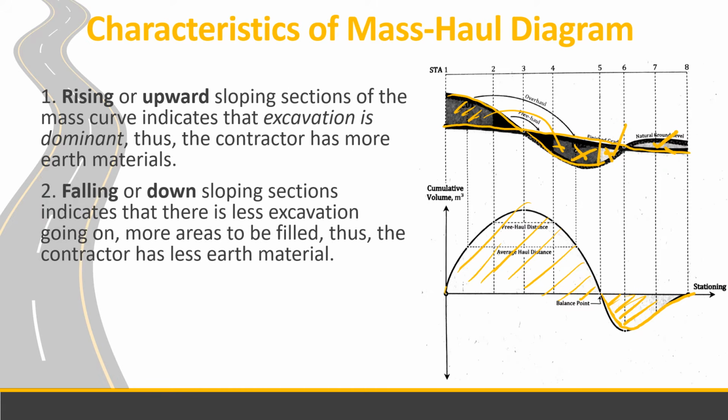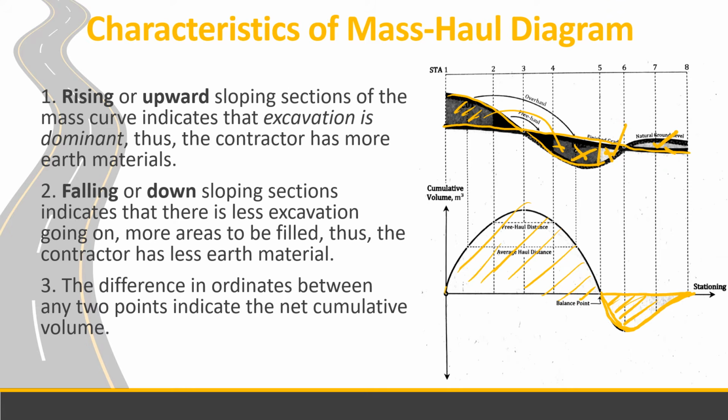Next, falling down sloping sections indicates that there is less excavation going on or more areas to be filled. Thus, the contractor has less earth material. So as I was saying earlier, this section means we need another earth material. Next, the difference in ordinates between any 2 points indicates the net cumulative volume.